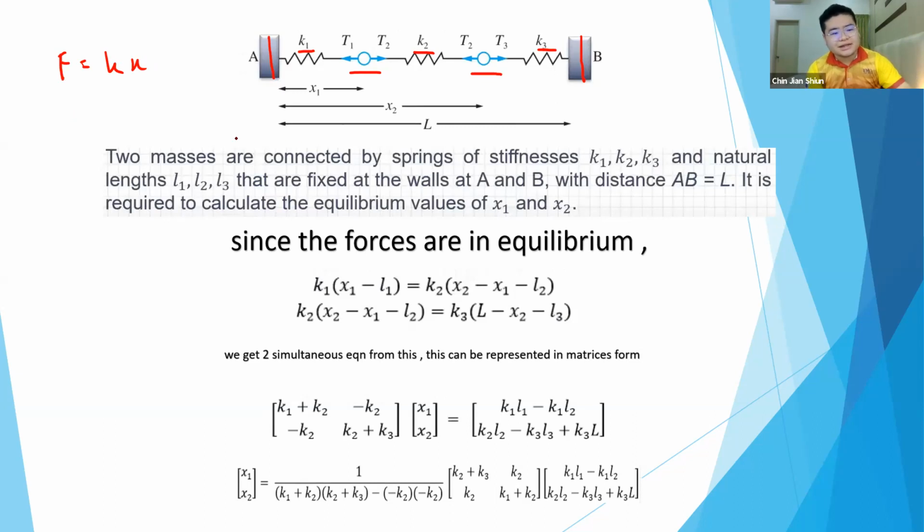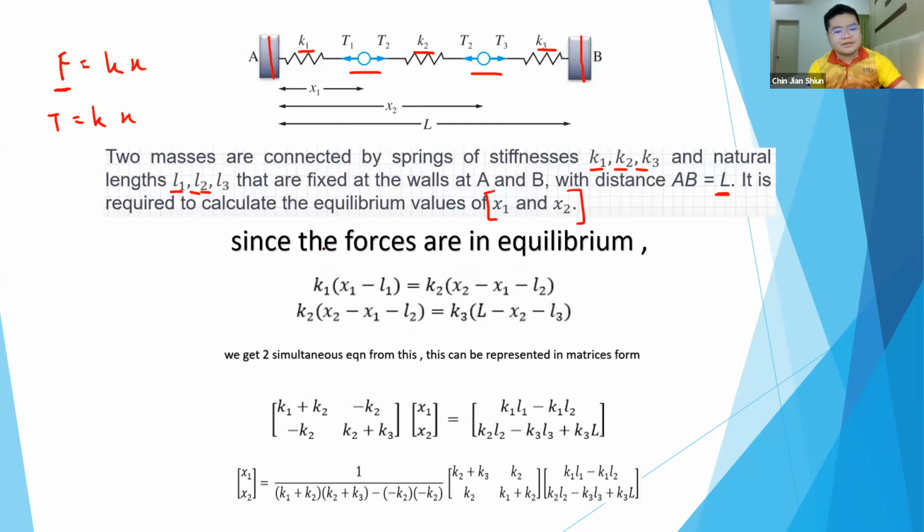Okay, so basically we are changing the force here to tension. So it's going to become T equals to spring constant times the extension of the spring. Okay, so we have K1, K2, K3 here. We have natural length here. And we have the fixed wall distance, which is capital L. Okay, so we basically need to calculate the values of x1 and x2.